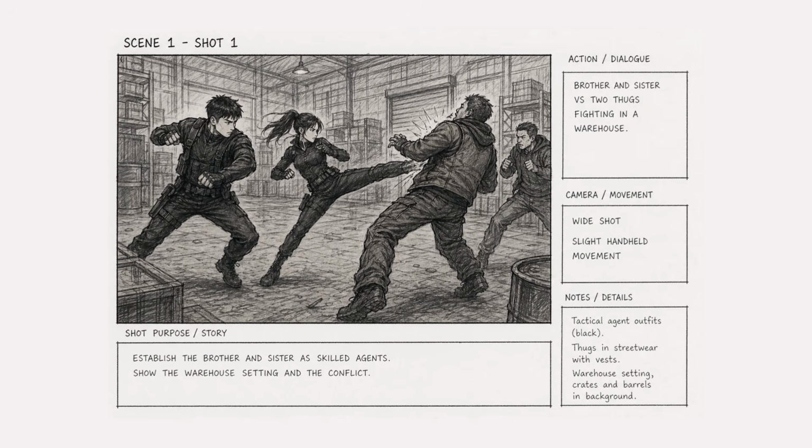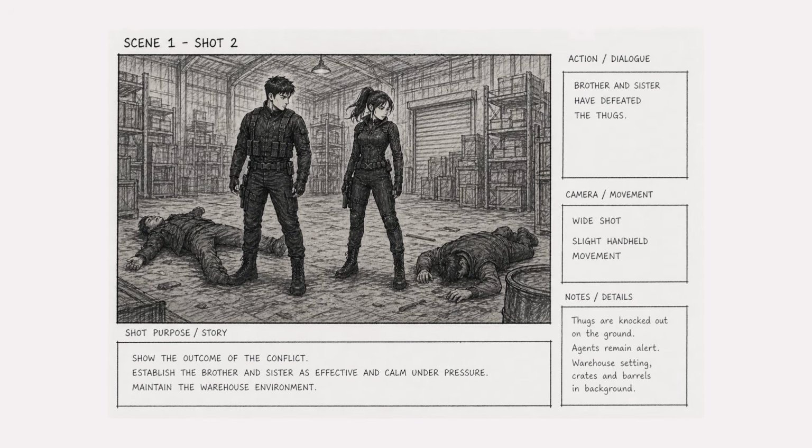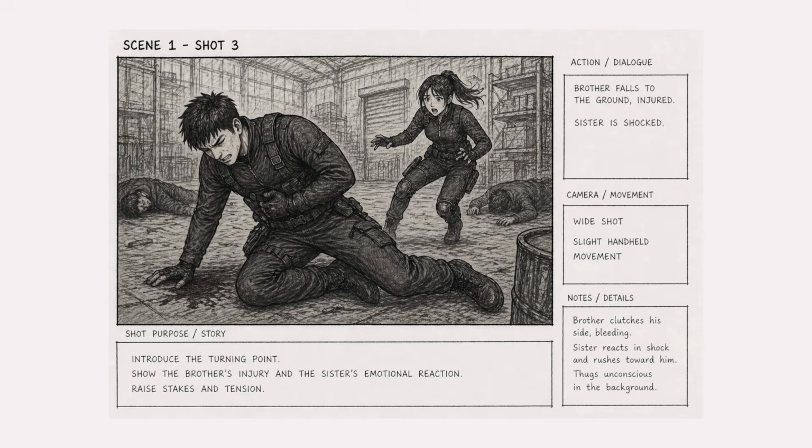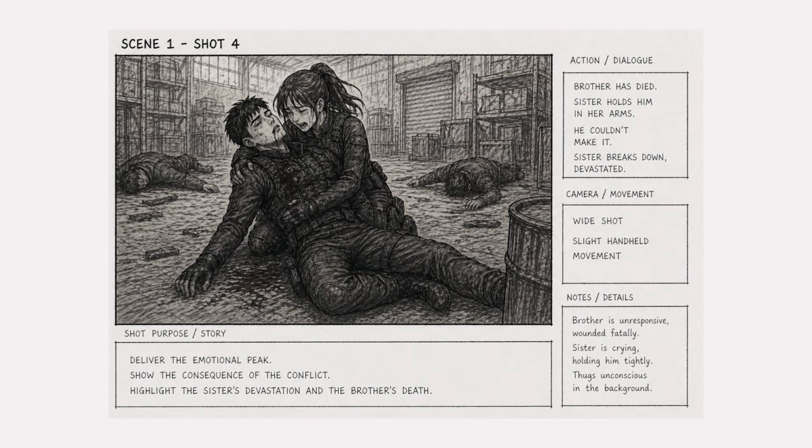The story is very simple. We have a brother and a sister. They're fighting two dogs. They win the fight, but at the end, the brother is actually injured and doesn't make it. It's a short 30-second sequence. It has action, pacing, and emotion. Today in this video, I'm going to walk you through how we created that sequence, from the characters and the environment to generating the final result.